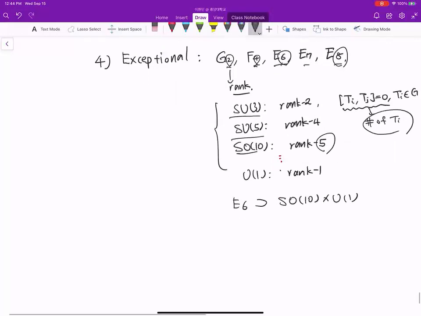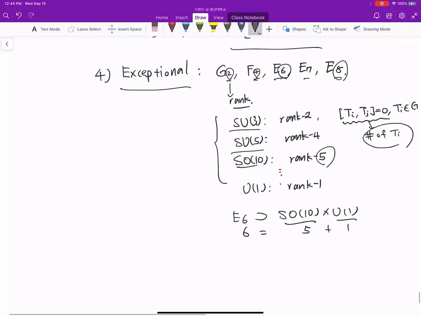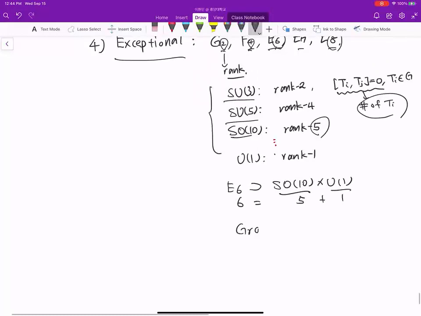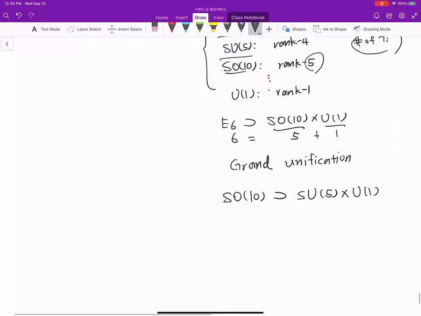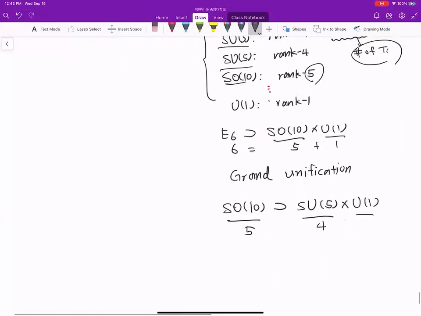Oops. So this is rank 5 and rank 1. So rank 6. Because of that, when you think about exceptional groups, then naturally you are thinking of grand unification. Then SO(10), you see, includes SU(5) times U(1), and the SO(10) rank 5 is this 4 and 1. The number of ranks is preserved.